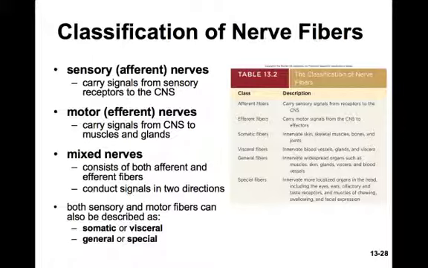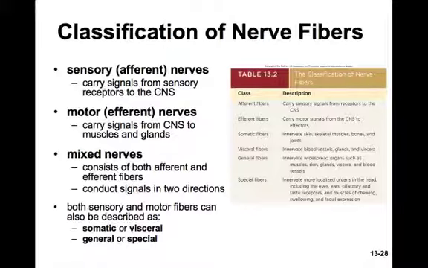Now, we can classify nerve fibers in a number of different ways. We have sensory nerves, motor nerves, and mixed nerves. Again, to review, the sensory nerves carry signals from sensory receptors into the central nervous system. The motor or efferent nerves carry signals to the muscles and glands. Now, a way I remember afferent and efferent, you can take it or leave it, is that A comes before E in the alphabet. And in order to have some motor output, you need to have some sensory input. So A comes before E. Afferent must be sensory. Efferent must be motor.